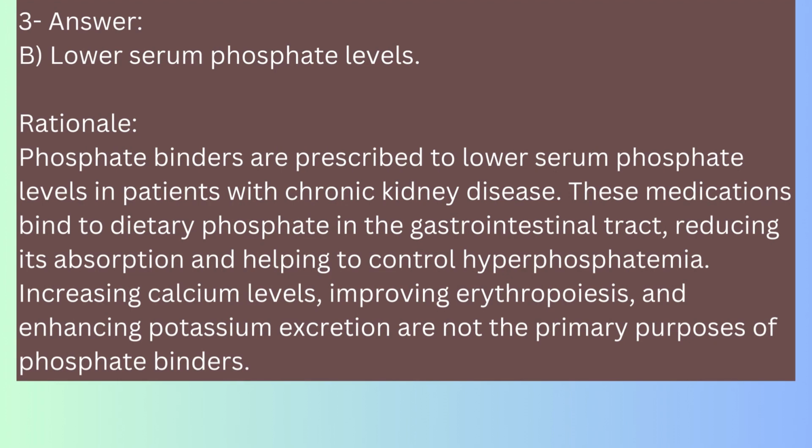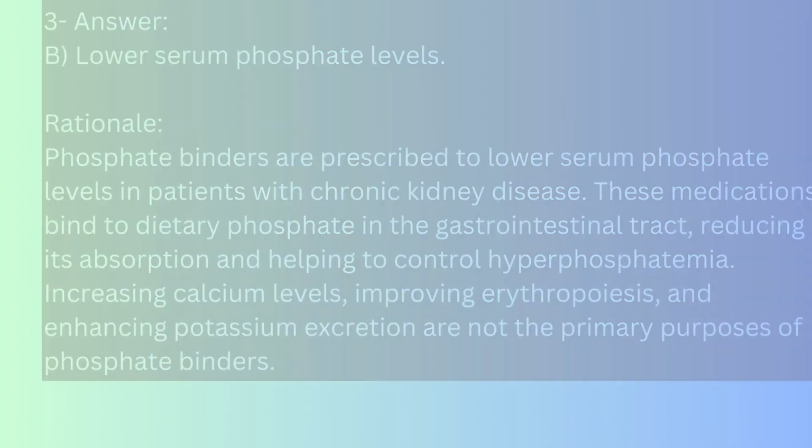Rationale: phosphate binders are prescribed to lower serum phosphate levels in patients with chronic kidney disease. These medications bind to dietary phosphate in the gastrointestinal tract, reducing its absorption and helping to control hyperphosphatemia. Increasing calcium levels, improving erythropoiesis, and enhancing potassium excretion are not the primary purposes of phosphate binders.